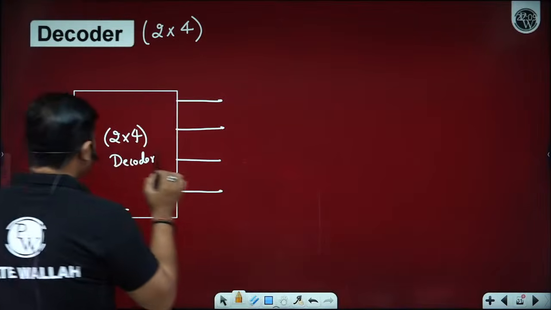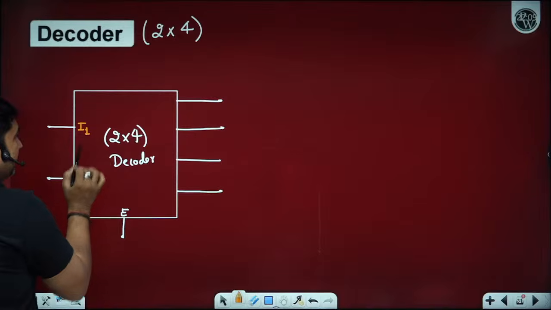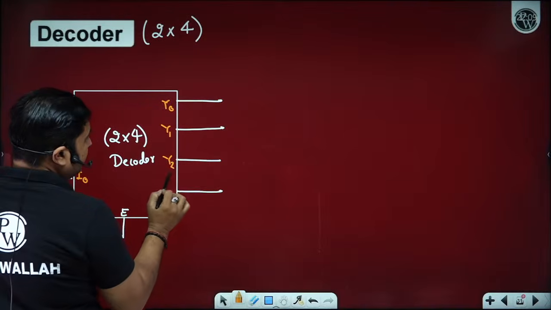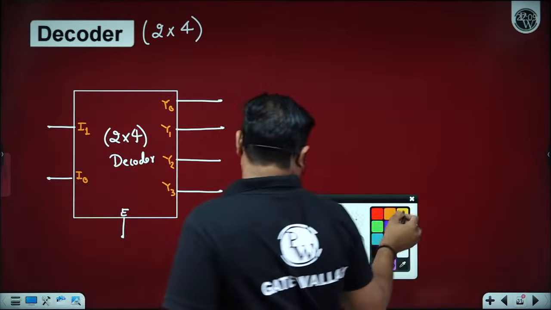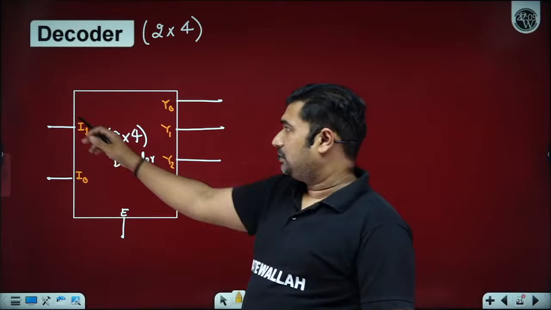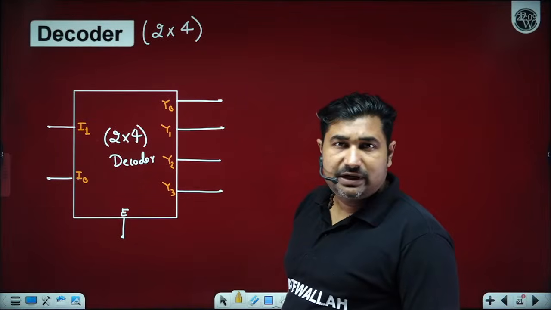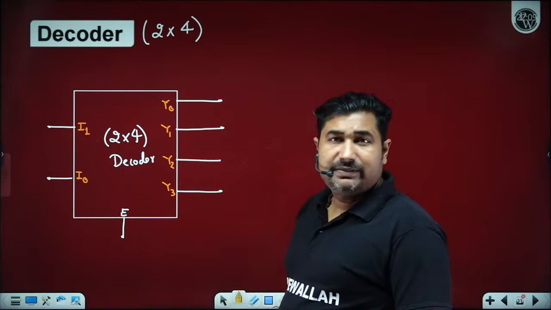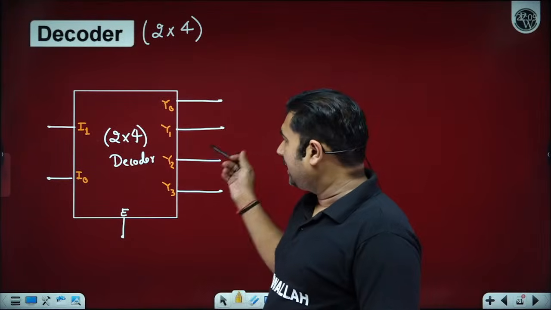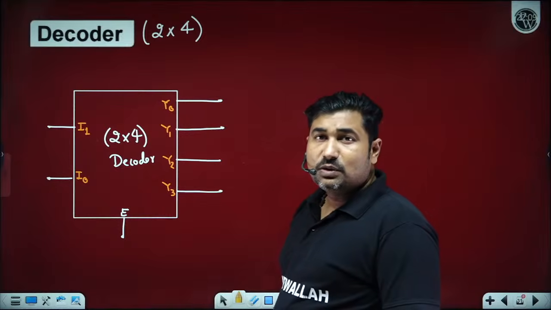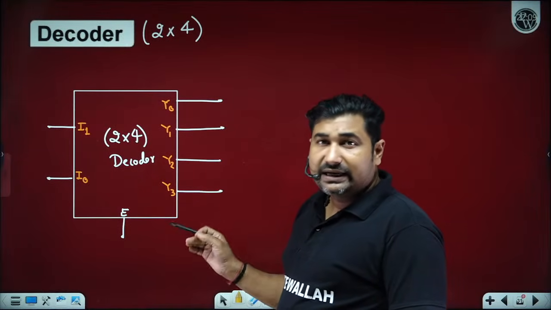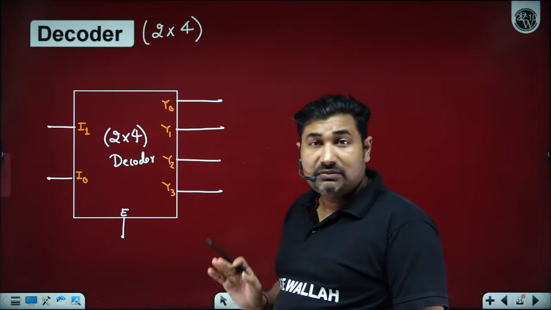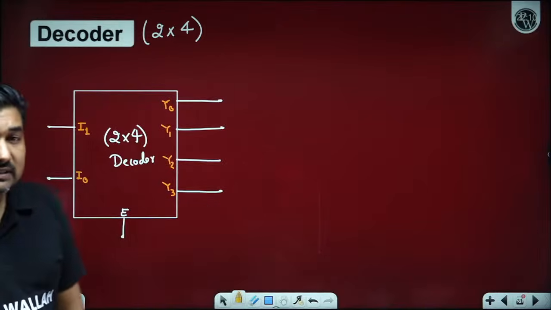Suppose this is your input I1 and this is your input I0, and we have outputs Y0, Y1, Y2, Y3. If I apply the binary 0, 0, then the Y0 pin will be high, the rest will remain low. If we apply 0, 1, then the Y1 pin will be high. If we apply 1, 0, then the Y2 pin will be high, rest all are low. So in a decoder, depending upon the binary data, one of the output lines will become logic 1.